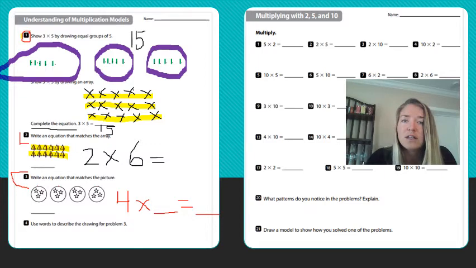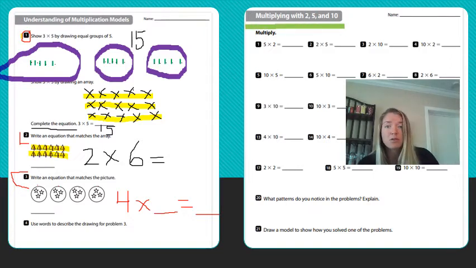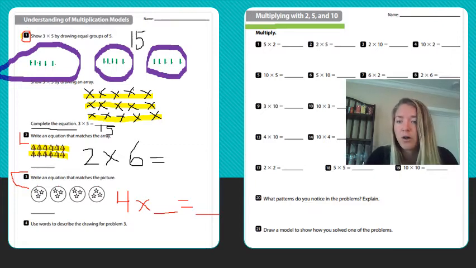Moving on to our next page, we'll be multiplying with 2, 5, and 10. So you see just lots of multiplication equations on this page. Your only instruction is to multiply.